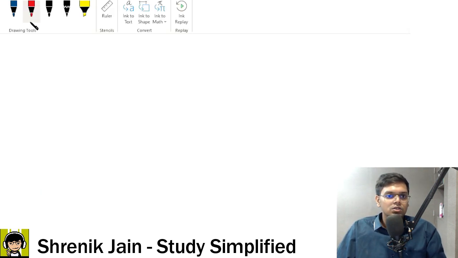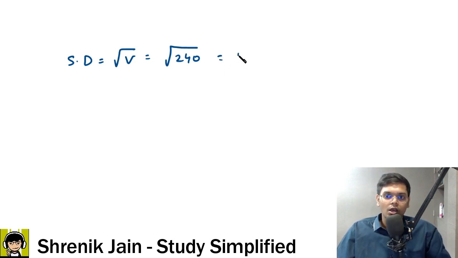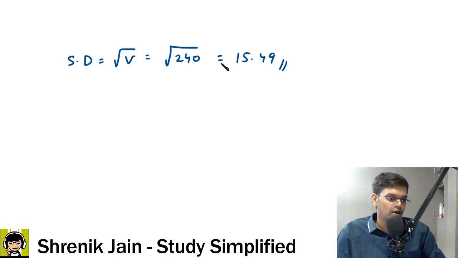Sir, I got standard deviation is equal to root of variance, and I got variance as 240. So standard deviation is square root of 240, which is 15.49. And yes, 15.49 is your answer.